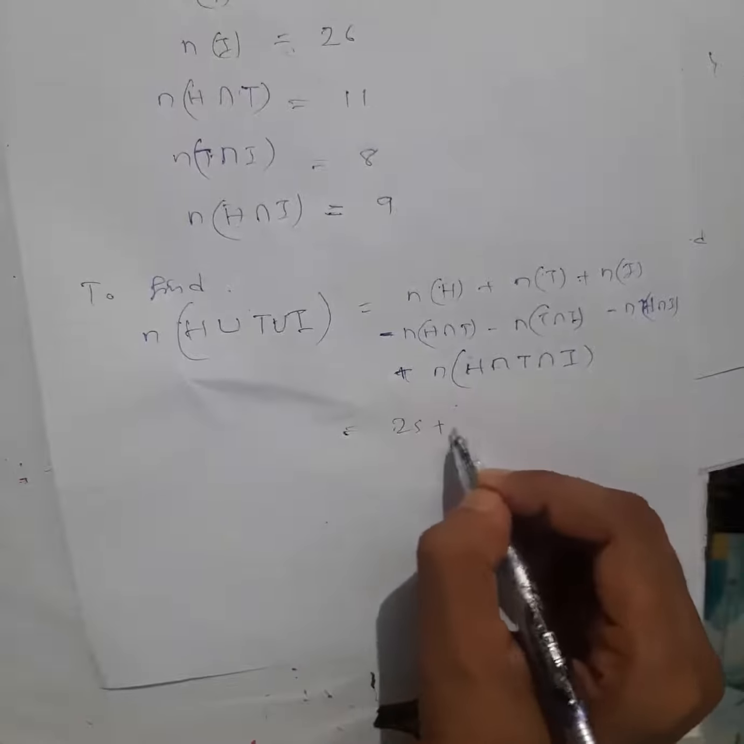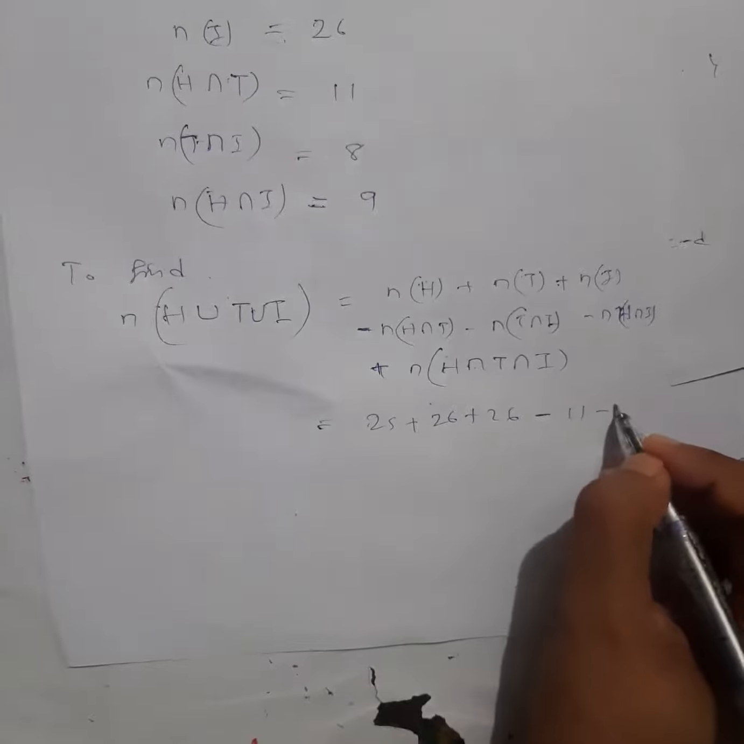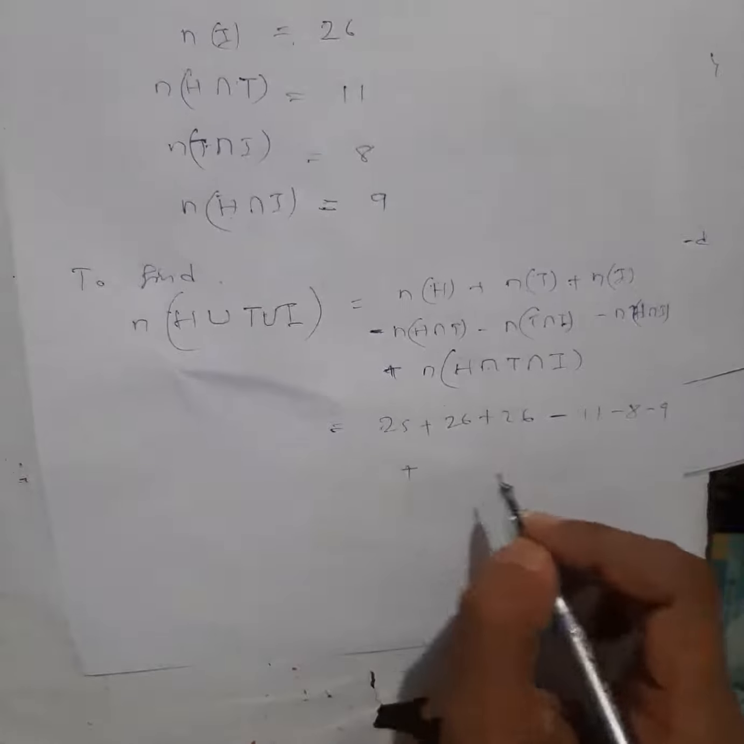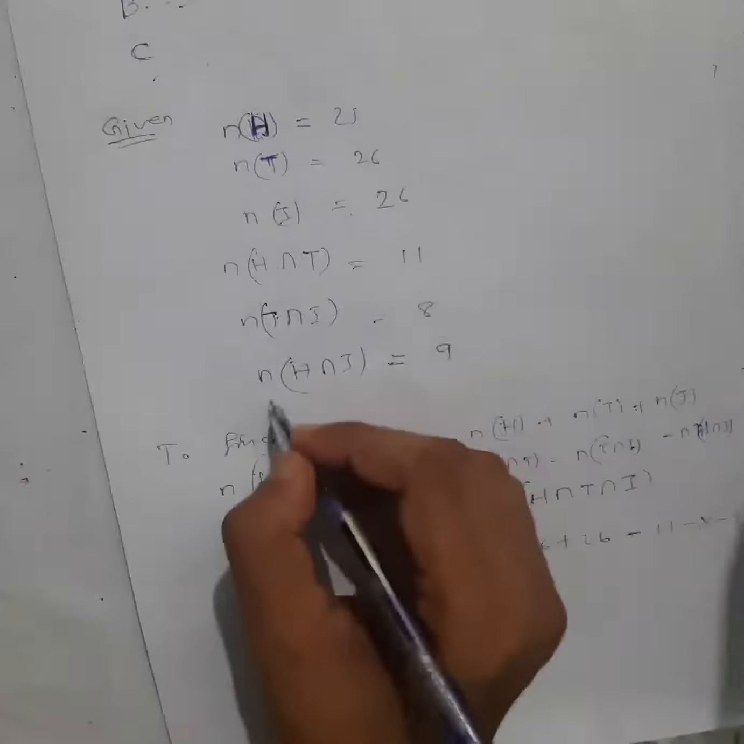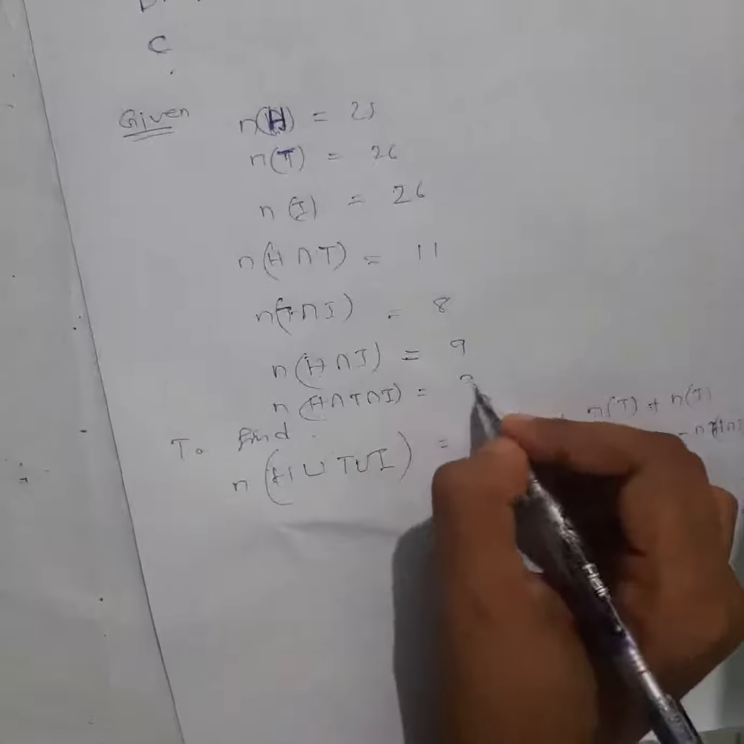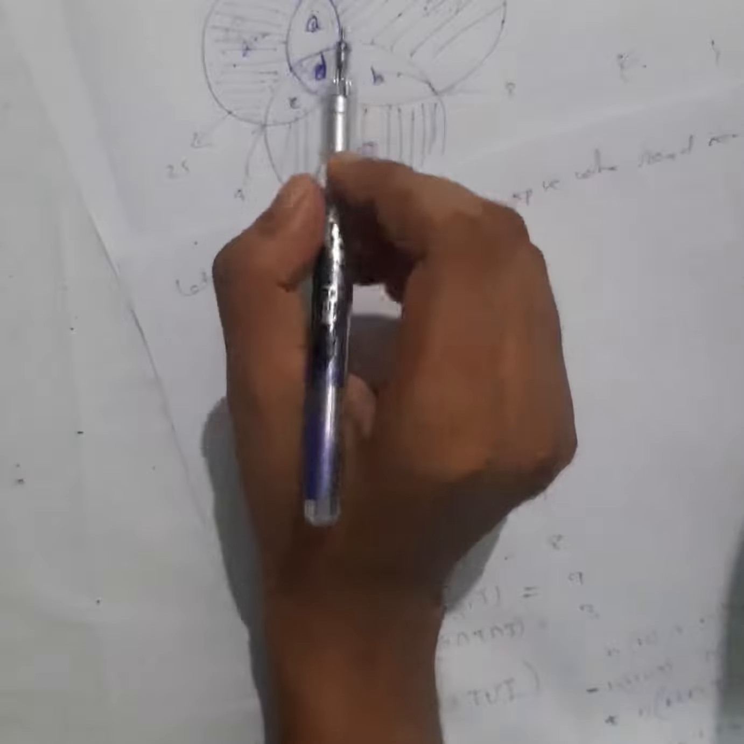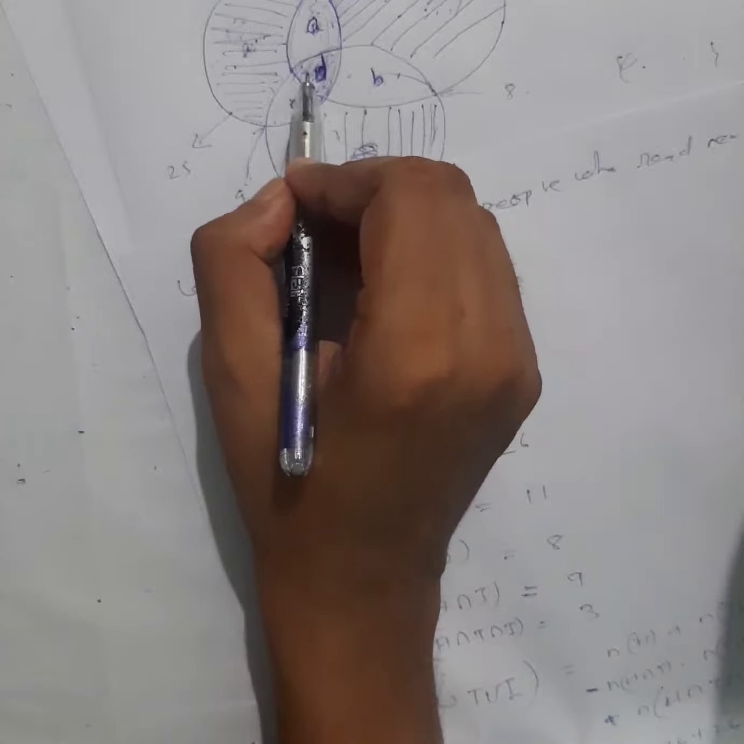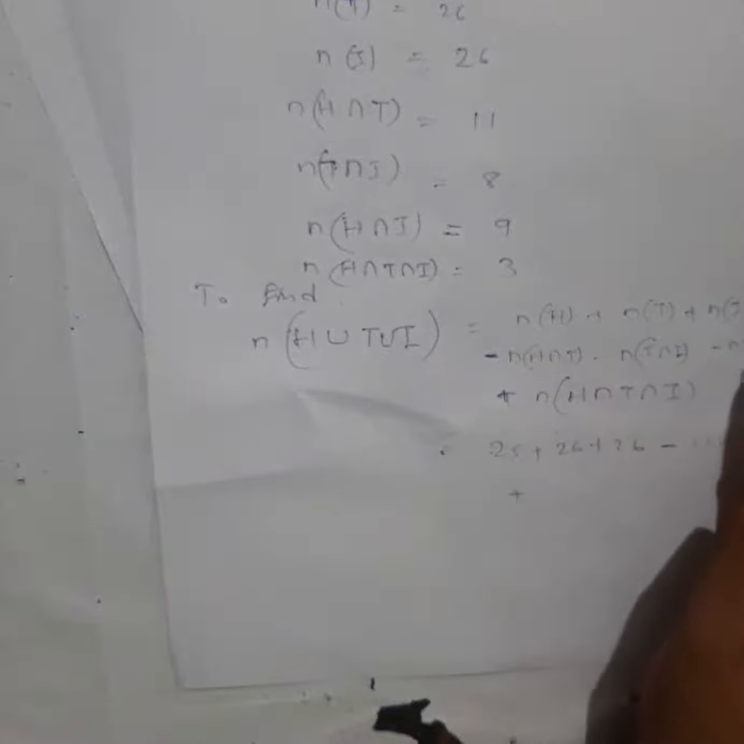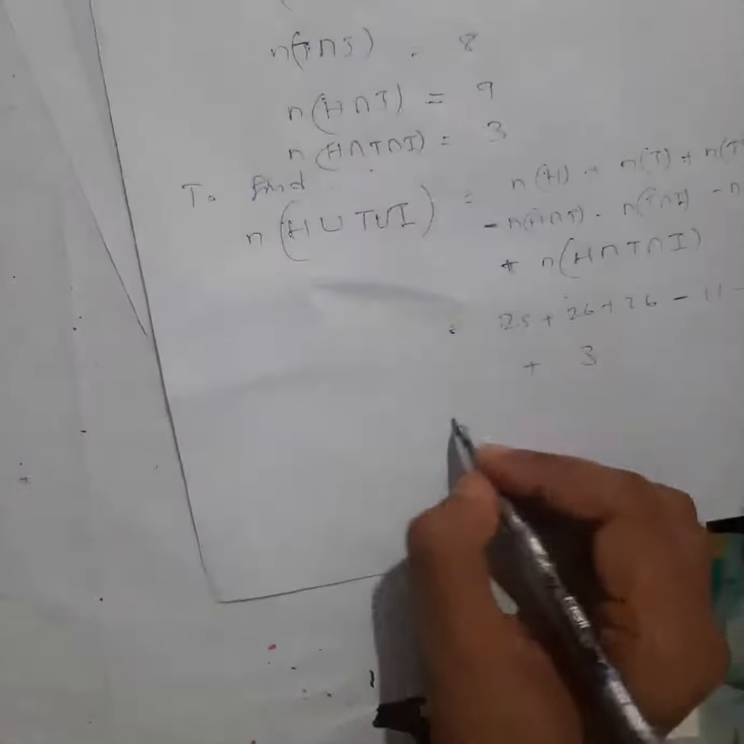So 25 plus 26 plus 26, you just put the values, minus 11 minus 8 minus 9 plus, all of them, how many? Oh, that also is given, I have not written it. Intersection T intersection I, 3 they have given, right? All 3 newspapers were read by how many people? 3 people, right? They have given that also. So I have not written that one here, so you may better mention that also. Okay, here 3. So you solve this, whatever you will get, that will be your answer.